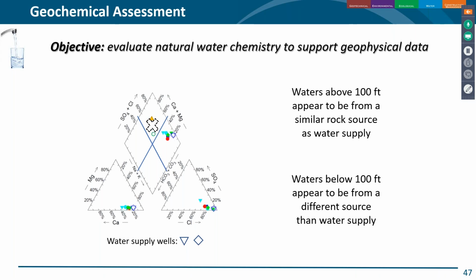Whereas the two samples we had from the deeper bedrock wells plotted in a different quadrant, so it's highly unlikely that those waters came from the same source as all of the waters above 100 feet. And this agreed with all of the geophysical data, which told us that there really was very limited connectivity once you got below 100 feet. So it was nice to have this extra line of evidence.